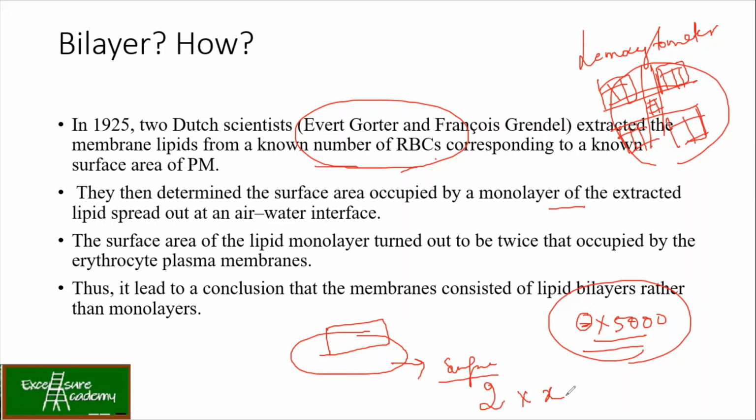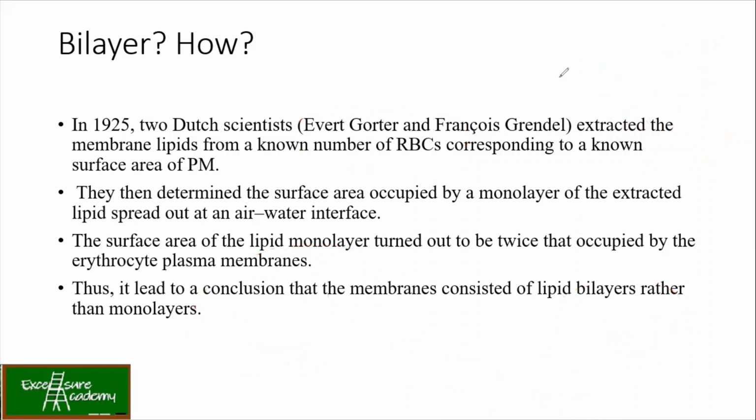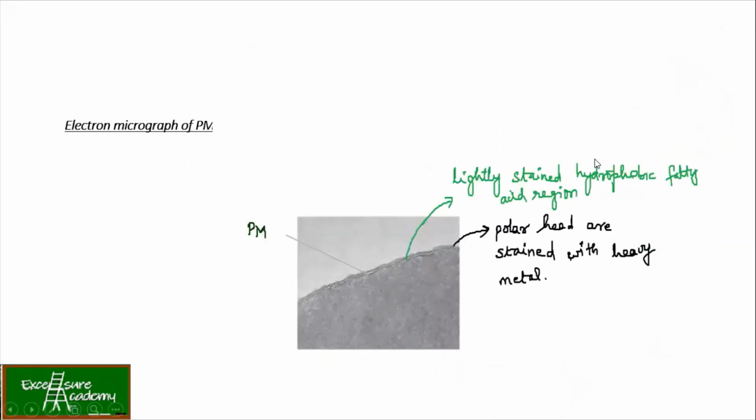Later, with the help of the electron microscope, it was found that because the lipid layer is bi, there are two layers. That's why every time they were getting twice the surface area. Then it was concluded that the plasma membrane is not a monolayer but a bilayer. We have known since we started studying that the plasma membrane is a bilayer, but these were the people who found out that it is a bilayer. So we always need proof, evidence.